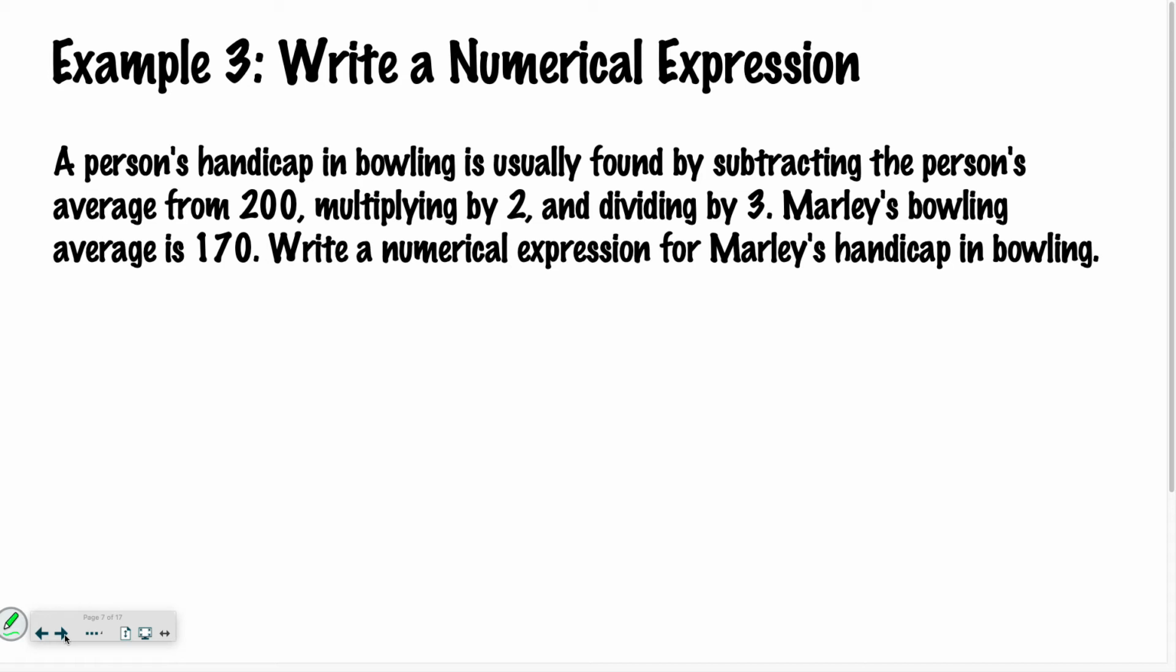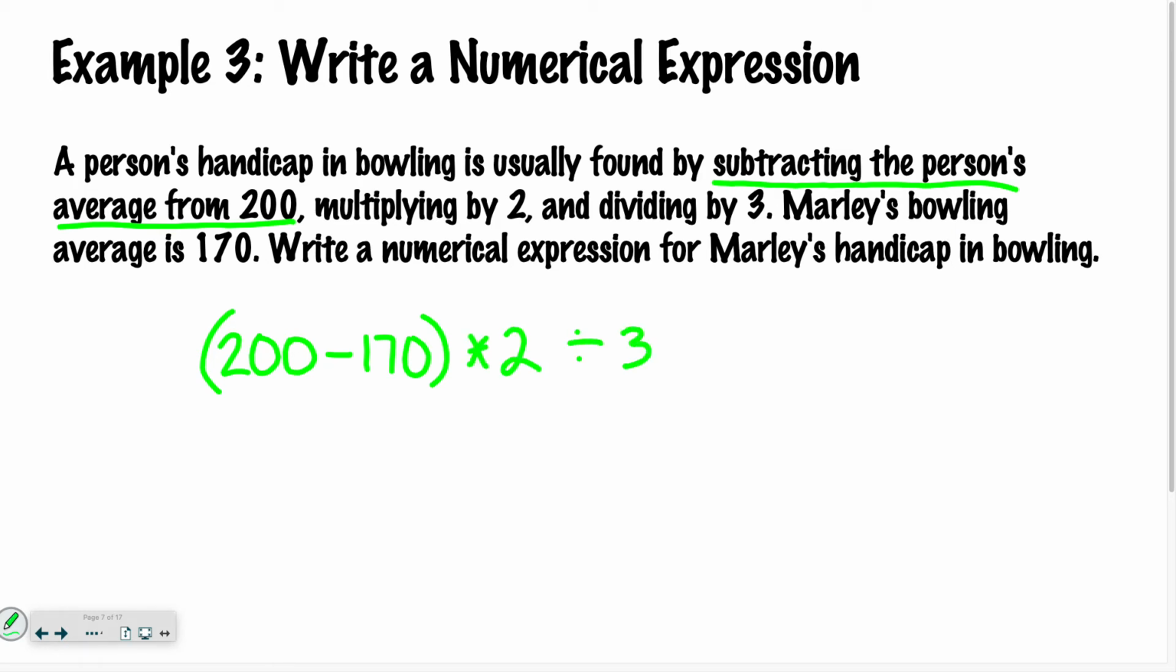So a handicap in bowling is usually found by subtracting the person's average from 200. So I'm going to say 200 minus 170. That's what that first part tells me. And then I'm going to take that number and multiply it by 2. So I know I need to group these together, because that's the number that gets multiplied by 2, and then I divide by 3. So that's one possible way I can write this.